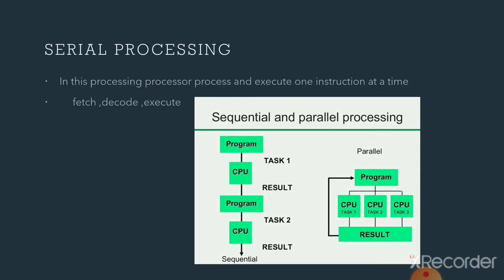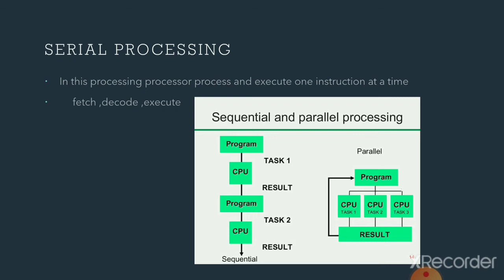So this is the diagram for sequential processing. Serial processing is also known as sequential processing, and parallel processing is also given. The CPU handles one task or one instruction at a time, then you get some result, then the second instruction or task at a time, then you get a result. So you have to run your instructions or program serially.